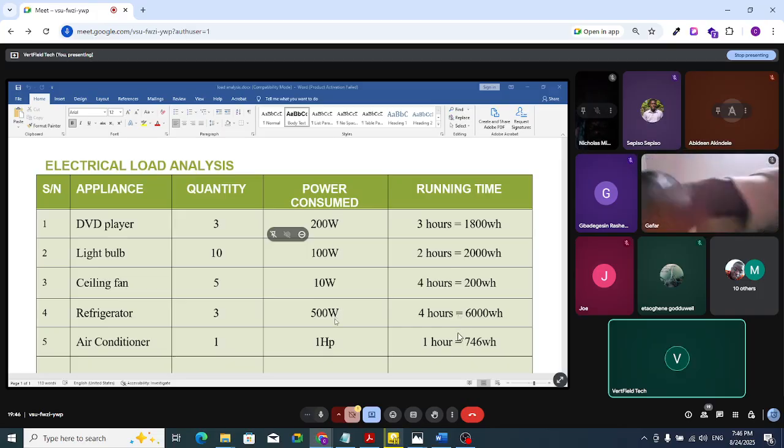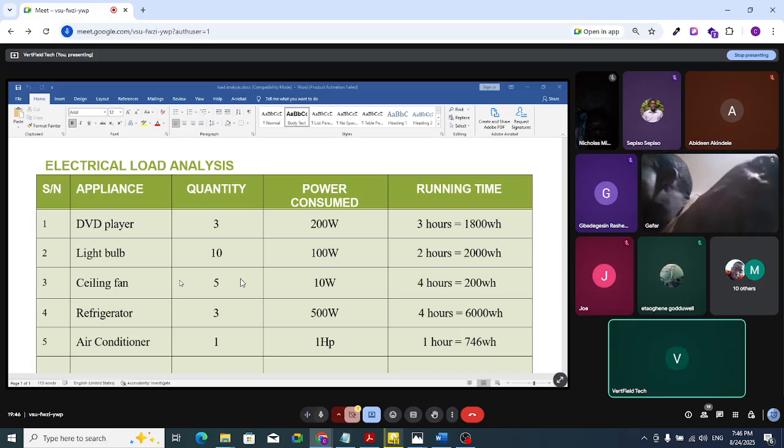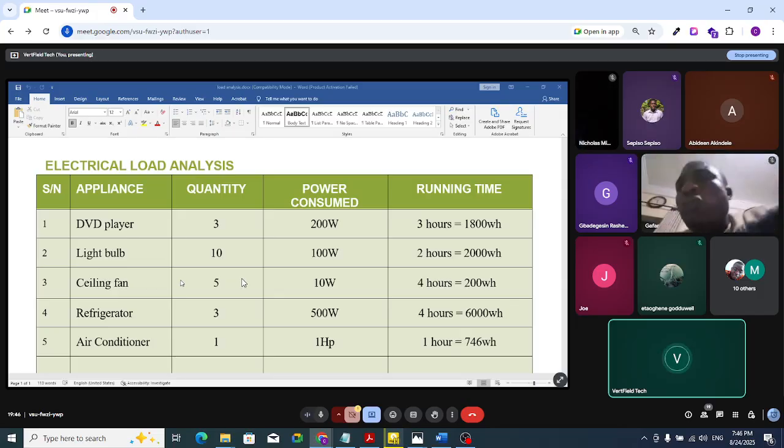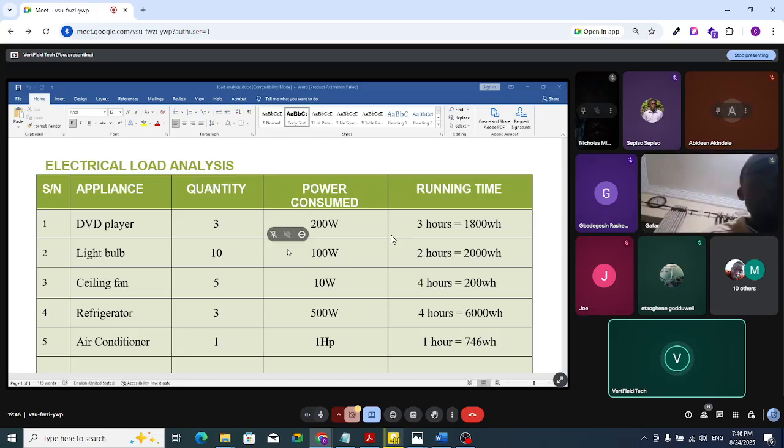Alright? So how then do we carry out a load analysis on these 5 appliances? It is also very simple. We are going to be using a very simple formula which says that energy consumed is equal to quantity of appliance multiplied by power consumed multiplied by running time. For those of you who have access to our training manual, that formula is already in it.